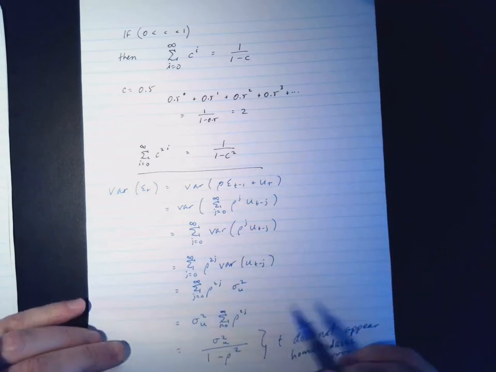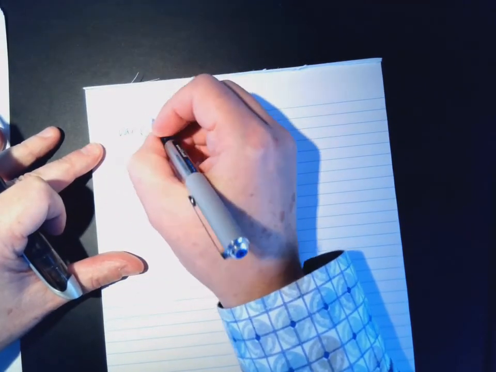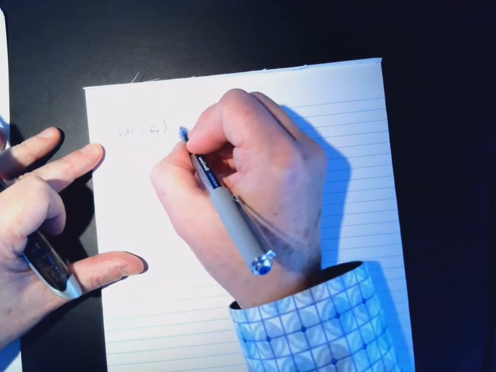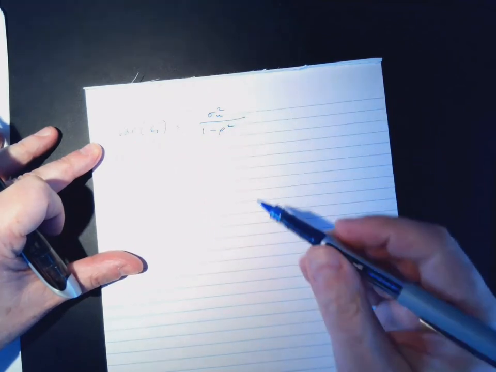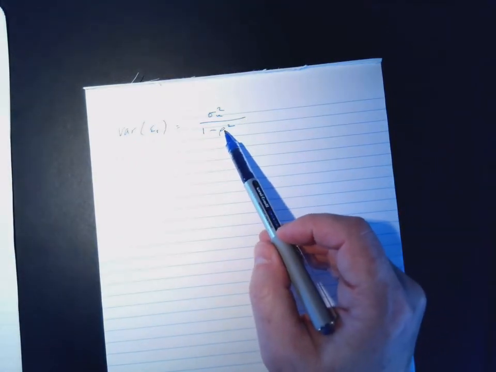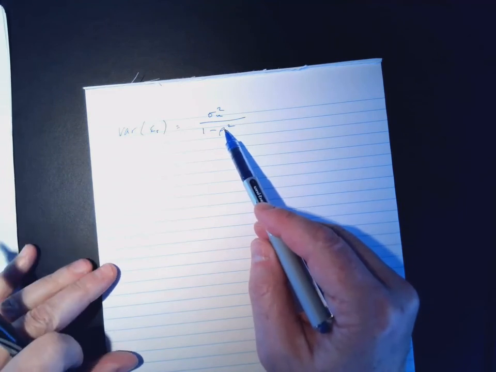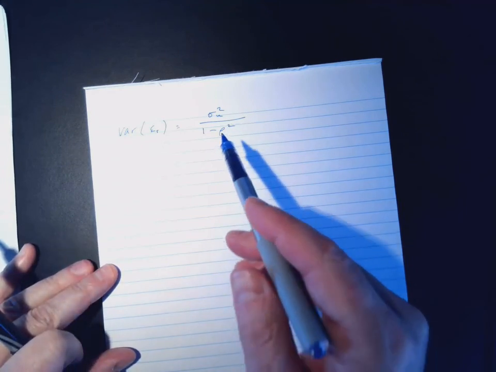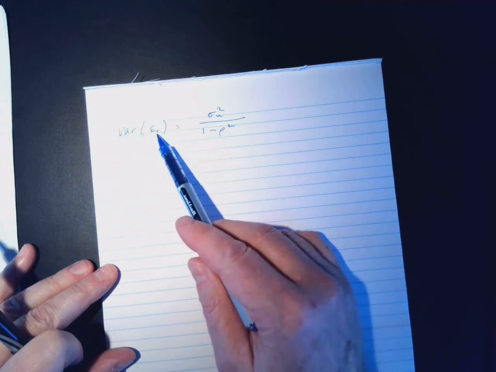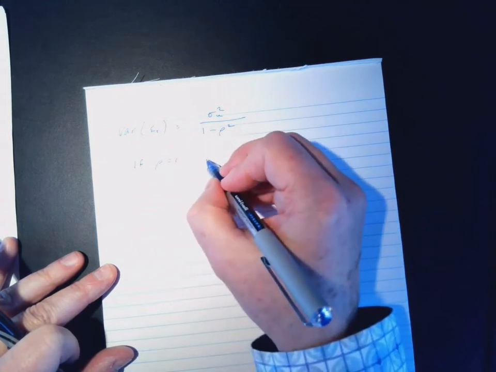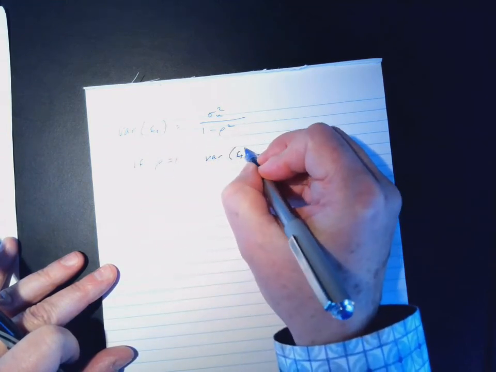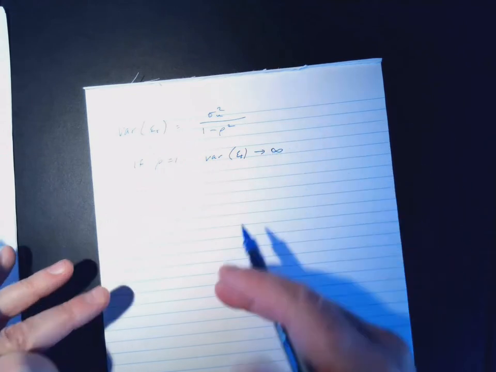All right, now let me change the page and scribble that at the top now. So the variance of our autocorrelated error is sigma squared over 1 minus rho squared. Now you can see why rho could not be equal to 1 or greater than 1. So if rho equals 1, this variance goes to infinity, and that's what we mean by an explosive process.